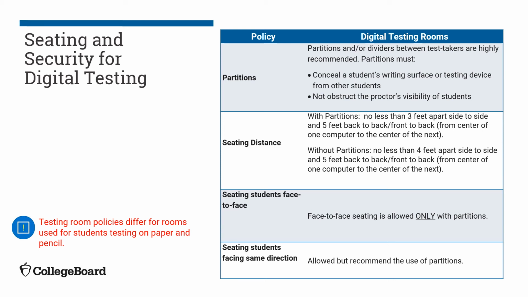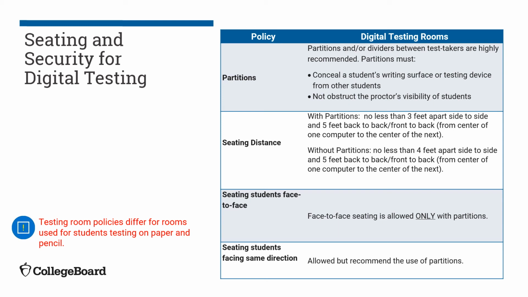Partitions must conceal a student's writing surface or testing device from other students but not obstruct the proctor's visibility of students. Please note that the spacing requirements for the digital test are, with partitions, no less than 3 feet apart side to side and 5 feet back to back, front to back, from center of one computer to the center of the next. Without partitions, no less than 4 feet apart side to side and 5 feet back to back, front to back, from center of one computer to the center of the next.